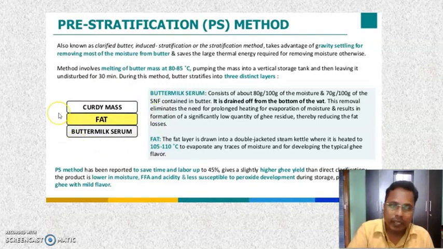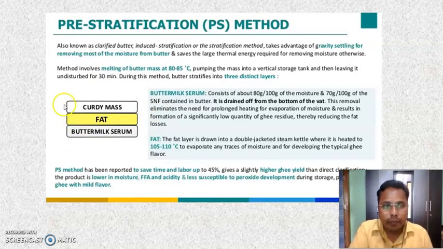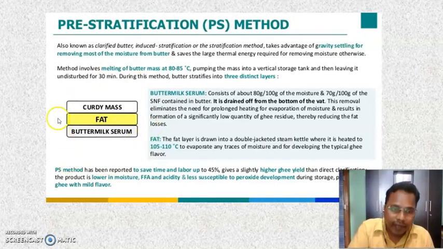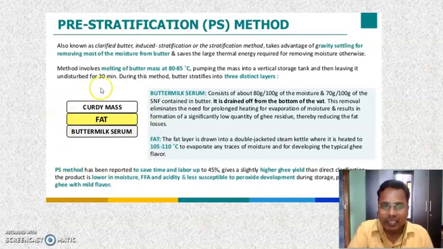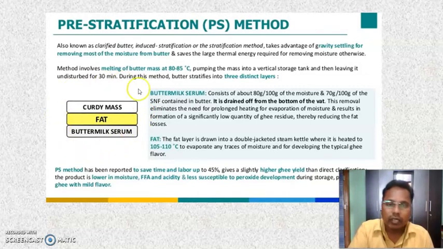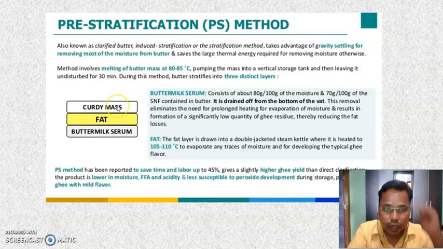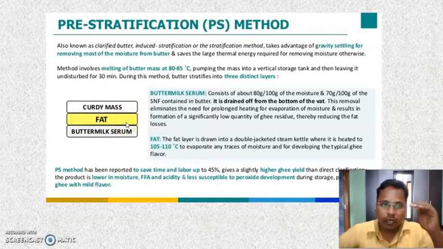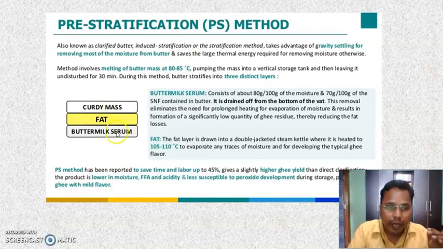So what will happen? This temperature is maintained for 15 to 30 minutes. When the 80 degrees Celsius temperature is maintained in this ghee boiler for 15 to 30 minutes, three distinct layers will form in the ghee boiler. The first one is the topmost layer, called the curdy mass. The middle one is called the fat layer, and the bottom layer is called the buttermilk serum.